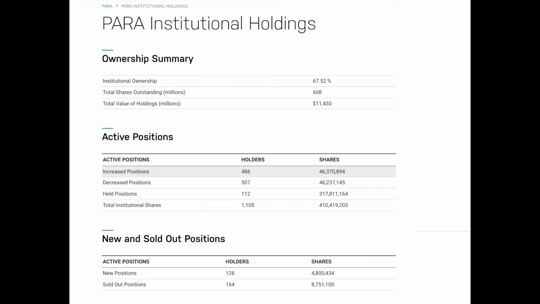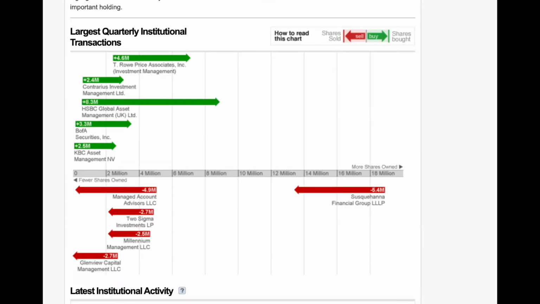If you look at the institutional ownership, you'll see that the company has 67.52% institutional ownership, which is a substantial amount. So these are some of the largest quarterly institutional transactions as of Q4 2021. We can see that HSBC Global Asset bought 8.3 million shares, Bank of America bought 3.3 million shares, and T. Rowe Price Associates bought 4.6 million shares.